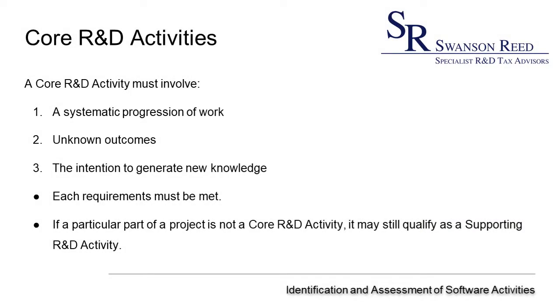If we're to break that down, a core R&D activity must involve a systematic progression of work, unknown outcomes, and the intention to generate new knowledge. Each of the requirements of the legislative definition must be met to qualify, and during compliance reviews, AusIndustry need to be satisfied that a company has met each relevant criterion. If a particular part of a project is not a core R&D activity, it may still qualify as a supporting R&D activity if directly related to a core R&D activity.